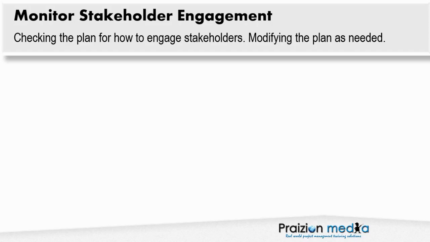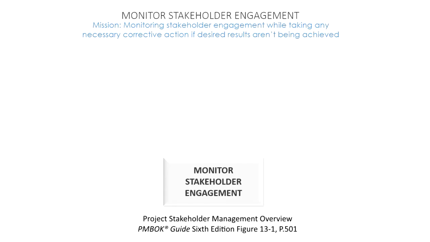In Monitor Stakeholder Engagement, our main goal is to check the plan for how to engage stakeholders and make sure that the plan is working. Make sure that we are truly engaging stakeholders as promised. And if that is not being done well, we need to modify the plan as needed. So we want our stakeholders to be engaged. So once again, our main goal is monitoring stakeholder engagement and taking any necessary corrective action if desired results aren't being achieved. In other words, if the plan is broke, fix it. Do something different. Find out what you can do differently.